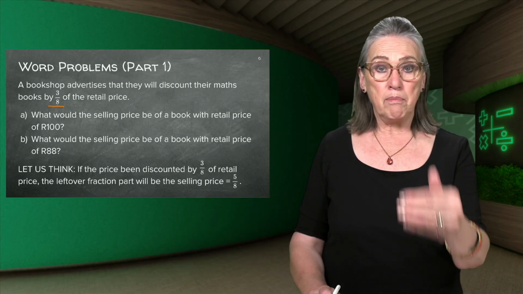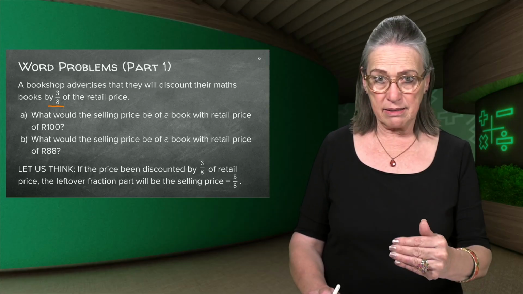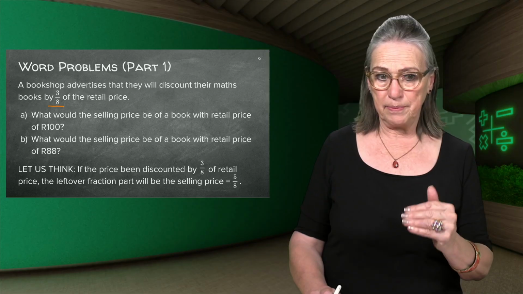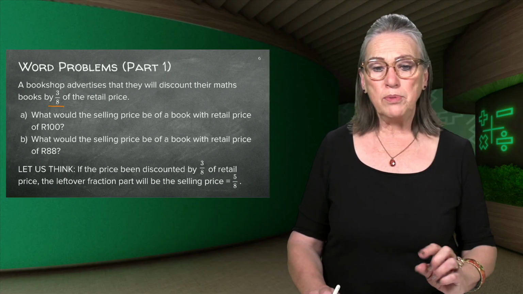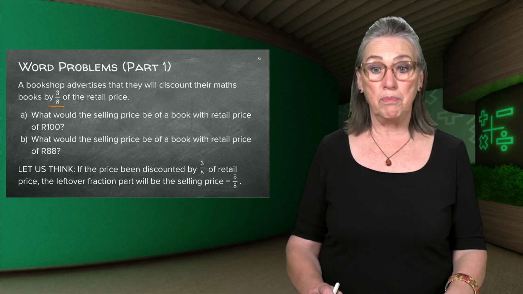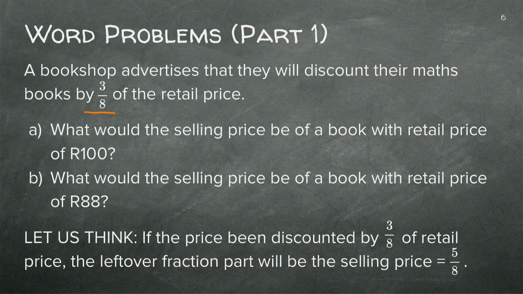They discount it by 3/8. Just think carefully. Now they ask us, what would the selling price be of a book with a retail price of 100 Rand? So remember, we're going to just read carefully. They discount their maths book by 3/8. So what is left then? So 8/8 minus 3/8 gives us 5/8 that's left, right?